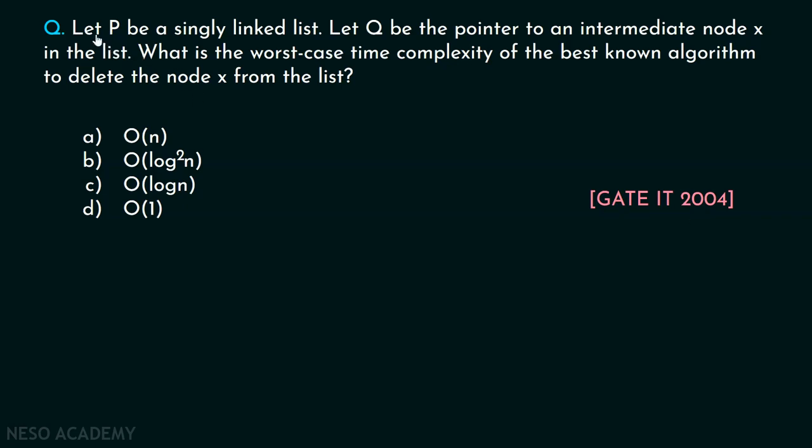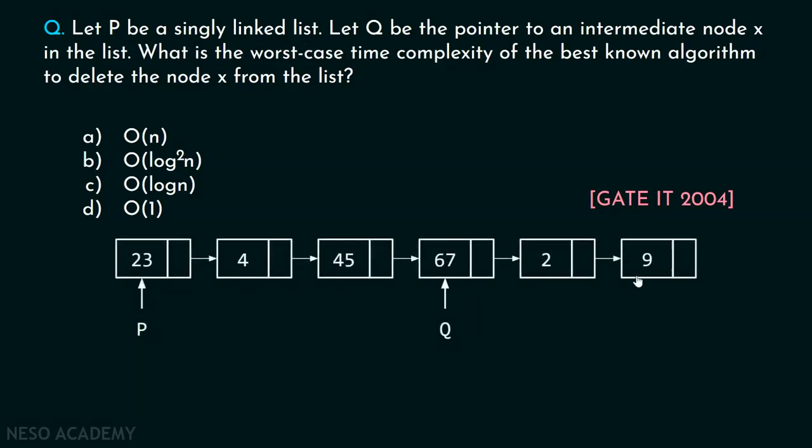It is given in the question that let P be a singly linked list. I'm assuming here that this is a singly linked list and P is the pointer to the first node of the singly linked list. Actually, this question is saying P is the pointer to some singly linked list, because P is the representative of this singly linked list. Also, this question is saying let Q be the pointer to an intermediate node X in the list. So I'm assuming here that this is the intermediate node X and Q is the pointer to this particular node. This is my assumption.